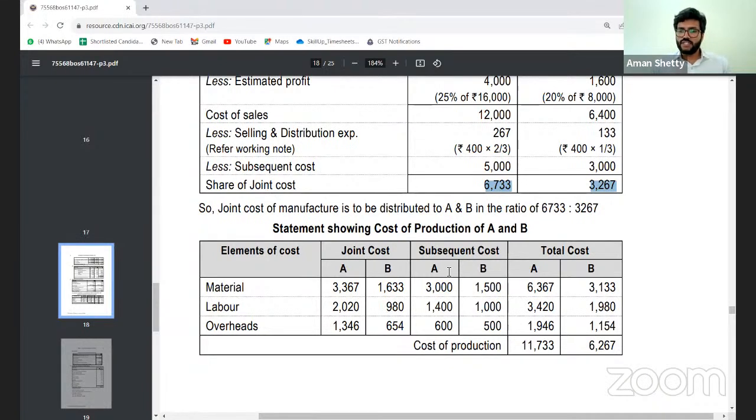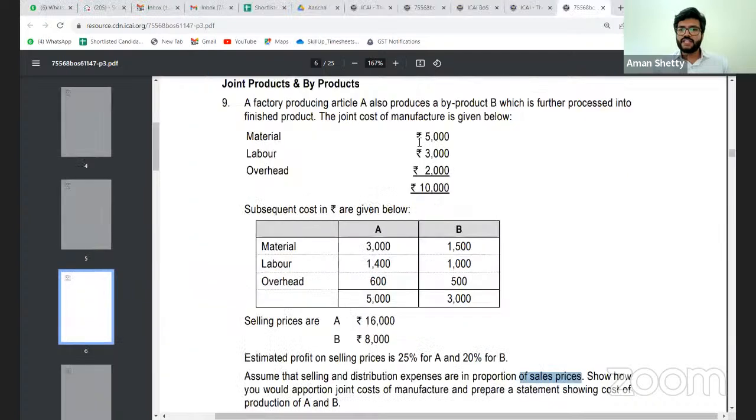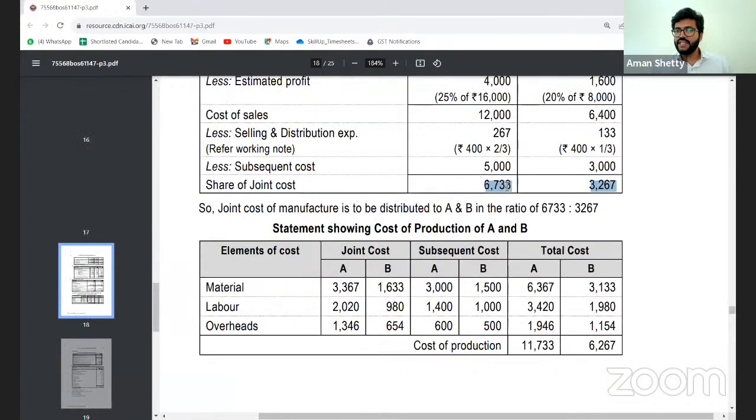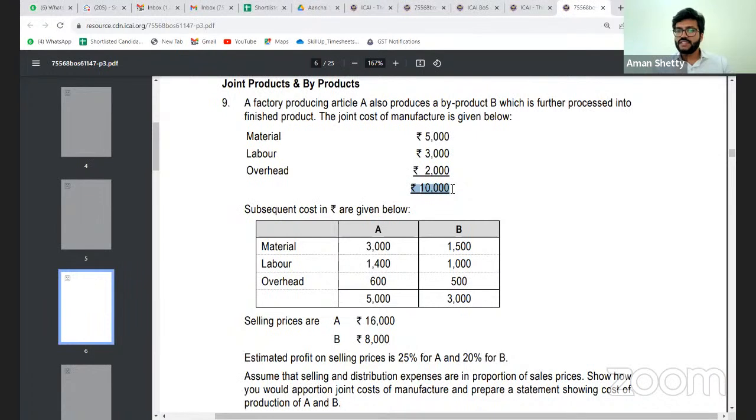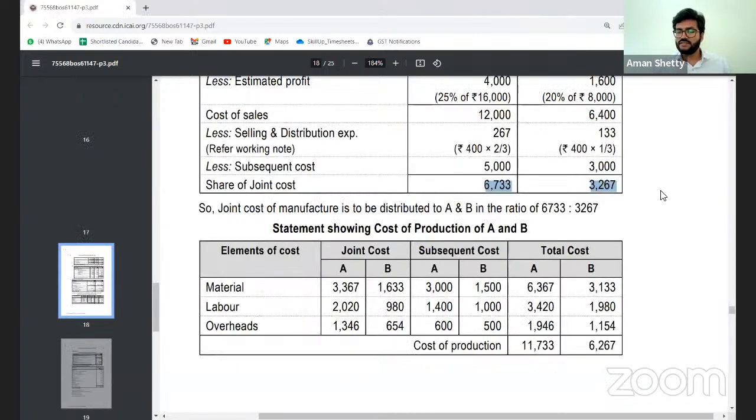So what they're doing is material. Can you check here? Material cost is 5,000. This is apportioned in the ratio of 6733 and 3267. You add both, how much do you get? Very simple. If you add both, common sense, it should add up to 10,000. Yes or no? So if you want, you can write here: 6733 plus 3267 is equal to 10,000, total joint cost.